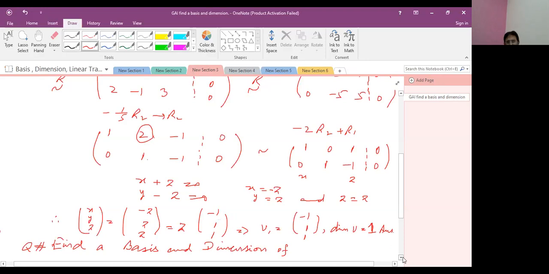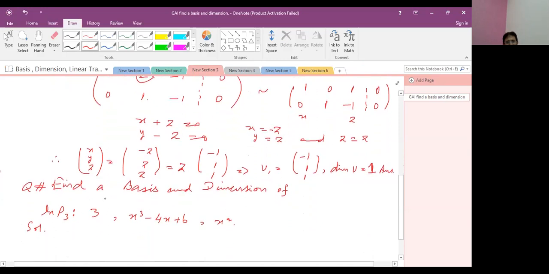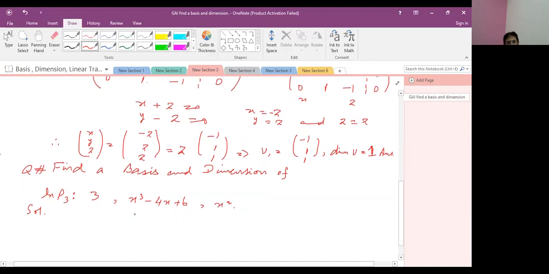Now the second application about the dimension is to find a basis and dimension of the polynomial function P3, which represents three-dimensional polynomials: 3x cube minus 4x plus 6x square.